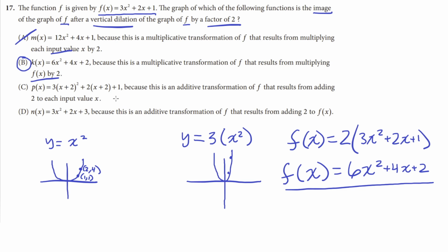And C and D are just translations of the graph. So in C, they added 2 to each input value, which has the effect of translating to the left by 2 units. So that's incorrect. That's just a translation, not a dilation. And then D, they added 2 to f of x, which is the effect of translating up by 2 units. And that's a vertical translation, which is also not what the question asked for. So B is the correct answer.